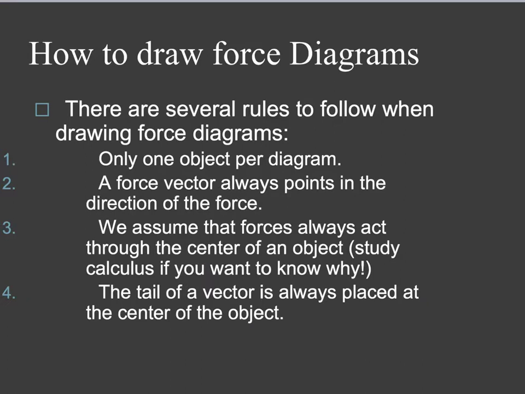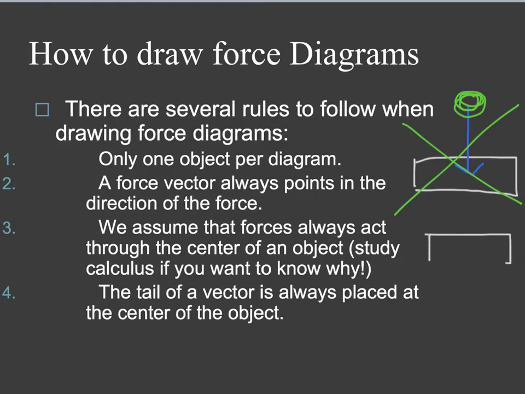Next rule is that the tail of a vector is always at the center of the object. So I was drawing it this way, but maybe you noticed. When I say that force of gravity is going down, I would not draw it like this, okay? That is incorrect, because the tail, remember this is the tail of a vector, is not in the center of the object. It's up here instead of being here. To correctly draw the force of gravity acting on our book, we would draw our book, and then we would have the tail of the vector start in the center and the arrow come down. So this would be our correct way to draw the force of gravity acting on our book.